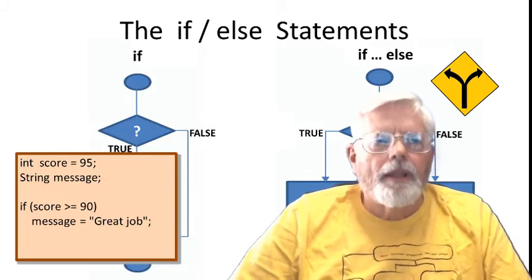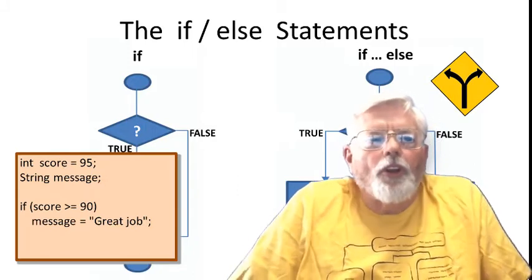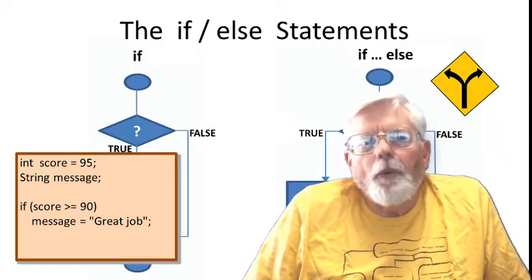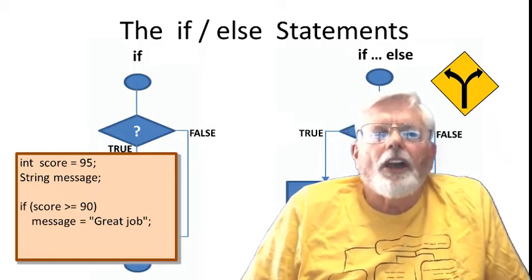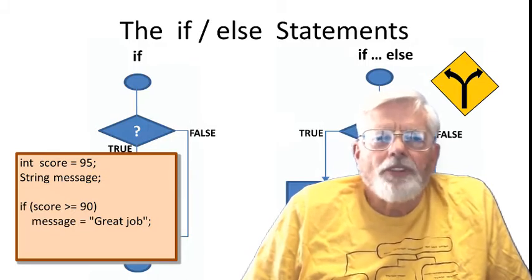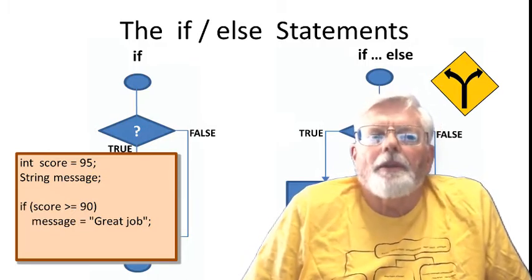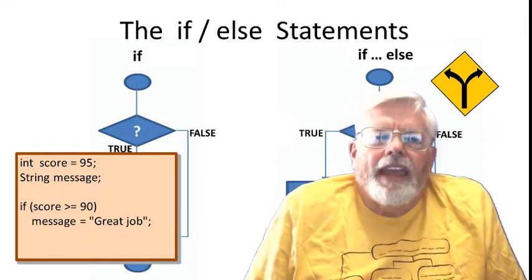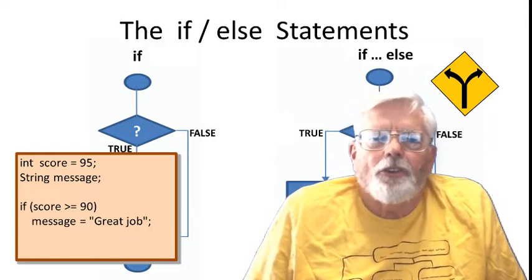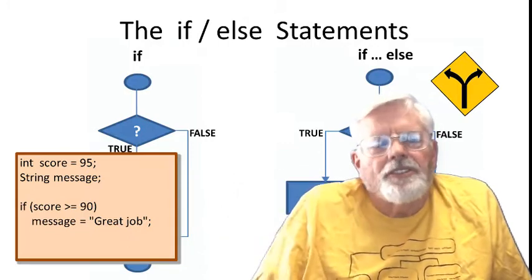Here's an example. I'm going to look and decide whether or not I want to put out a message that says, great job. So if somebody got a score of 90 points or 90% or better, I'll put out a message that says, great job. If they got like 85 or 75, they just don't get that attaboy that says, great job.